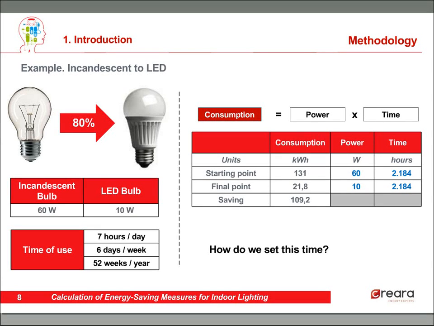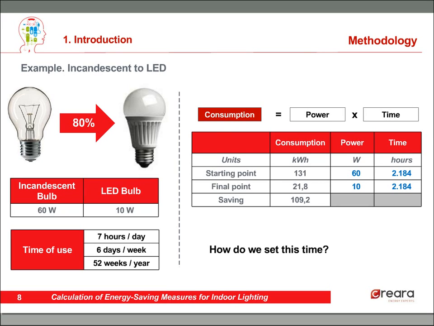Okay, one of the possibilities in power reduction, we saw this in the last webinar, is the substitution of an incandescent lamp by a LED lamp. We can see this in the top of the slide. In this table, we can see how we change a 60 watts incandescent lamp by a 10 watts LED lamp. And we have to set the time of use. Here, the time of use is 7 hours a day, 6 days a week, 52 weeks a year.